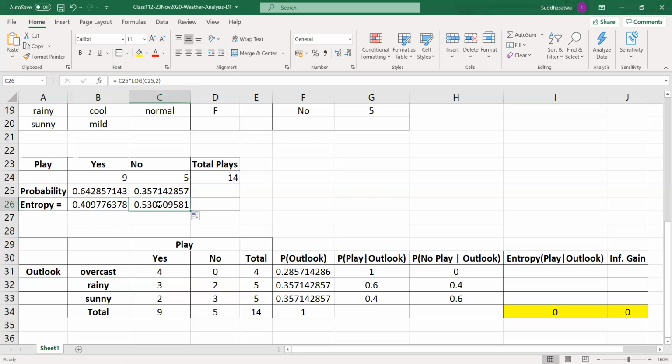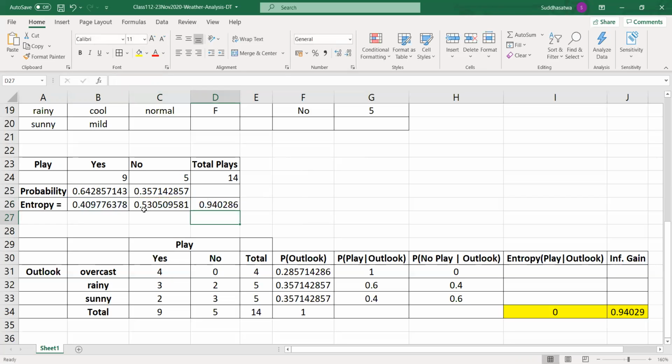So let me just drag and drop it over here. Let me see if anything has gone wrong. I think the drag and drop was not right. This should be B25, C25. Yes, it is right. I'm sorry, it is right. Now I have calculated the entropy. So the total entropy is going to be this plus this, so sum of this, comma, this.